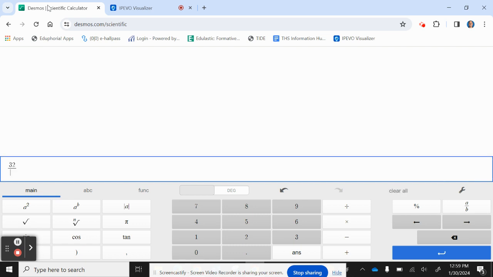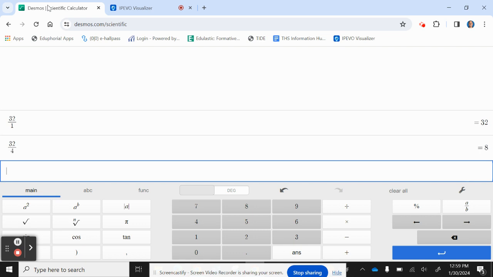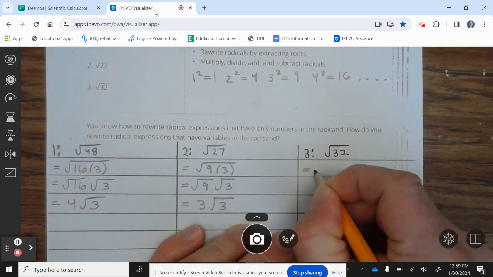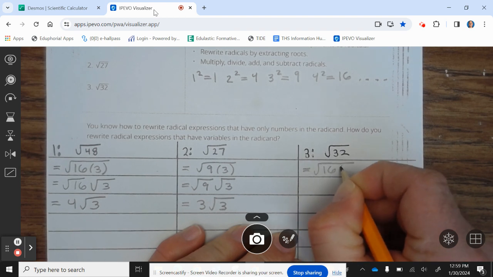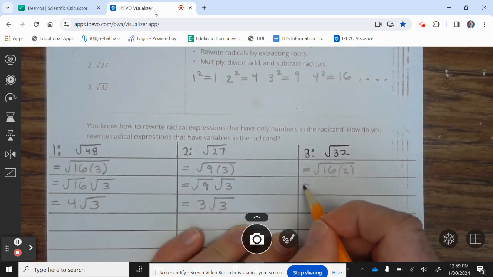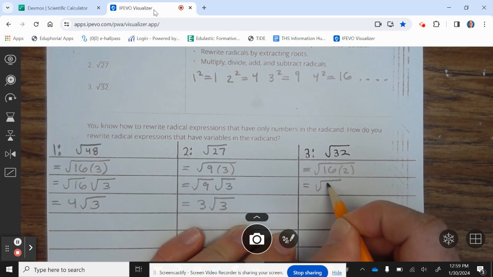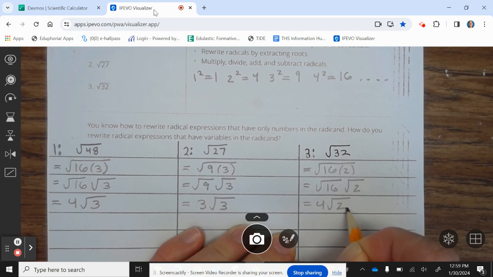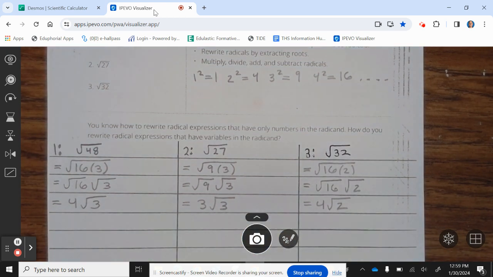So 32 divided by 1 doesn't help. 32 divided by 4, that's good, but let's see if we can go higher. 32 divided by 9, nope. 32 divided by 16. Yep, we're down to 2, so that works. So we can rewrite this as the square root of 16 times 2, which is equal to the square root of 16 times the square root of 2, which is equal to 4 square roots of 2. All right, go ahead and finish up the warm-up. All right, let's take a look at the next page.